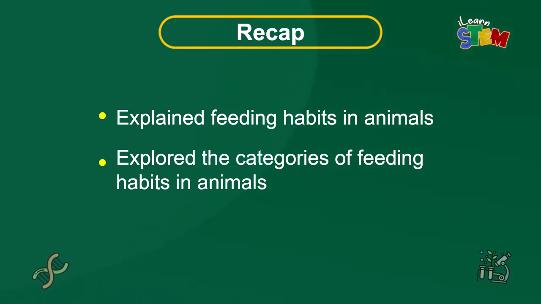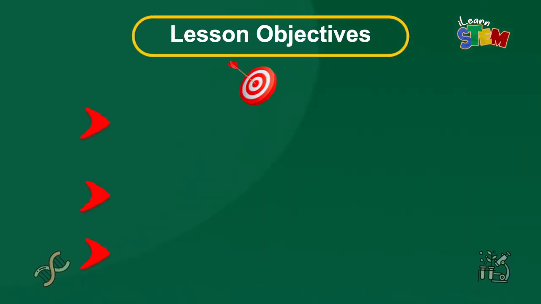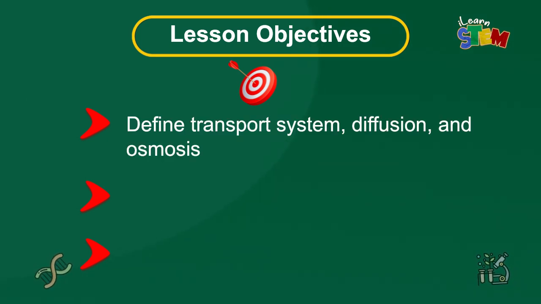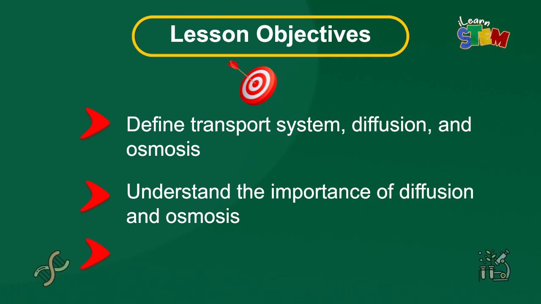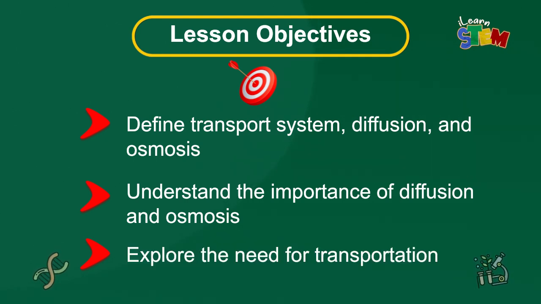Now, let's look at the lesson objectives. By the end of this lesson, you should be able to: 1. Define transport system, diffusion, and osmosis. 2. Understand the importance of diffusion and osmosis. 3. Explore the need for transportation.